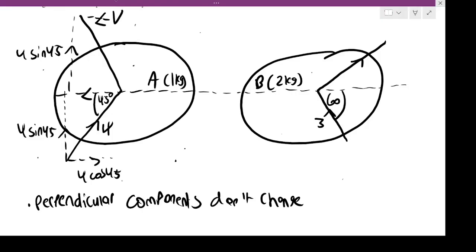I'm now going to do the same for B. So again, this is going to be my speed initially. If we were to do the components, we'd go up and then across, but actually I'm going to do that down here, like that. So this part is going to be 3 sine 60.